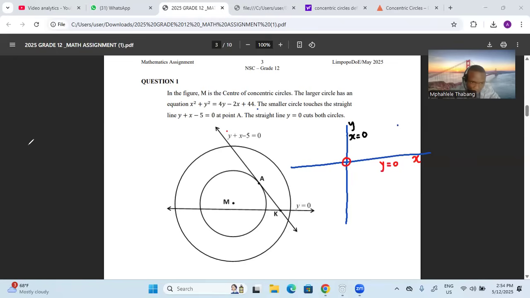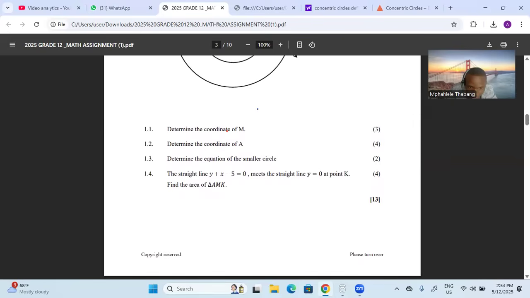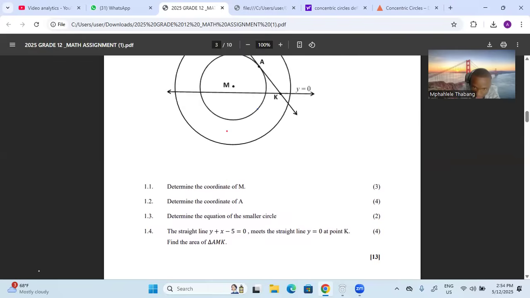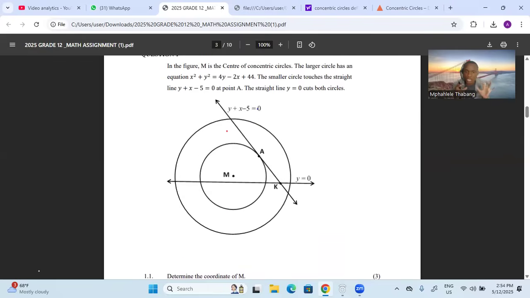Okay, I think now we are ready to go and answer the questions because we looked at the theoretical background of question 1 of the 2025 grade 12 assignment. So the first question says, determine the coordinates of M. Let's go back. M is the center of both these two circles, the center of the small circle and also the center of the big circle. So I want to find the coordinates of M, the center of a circle.